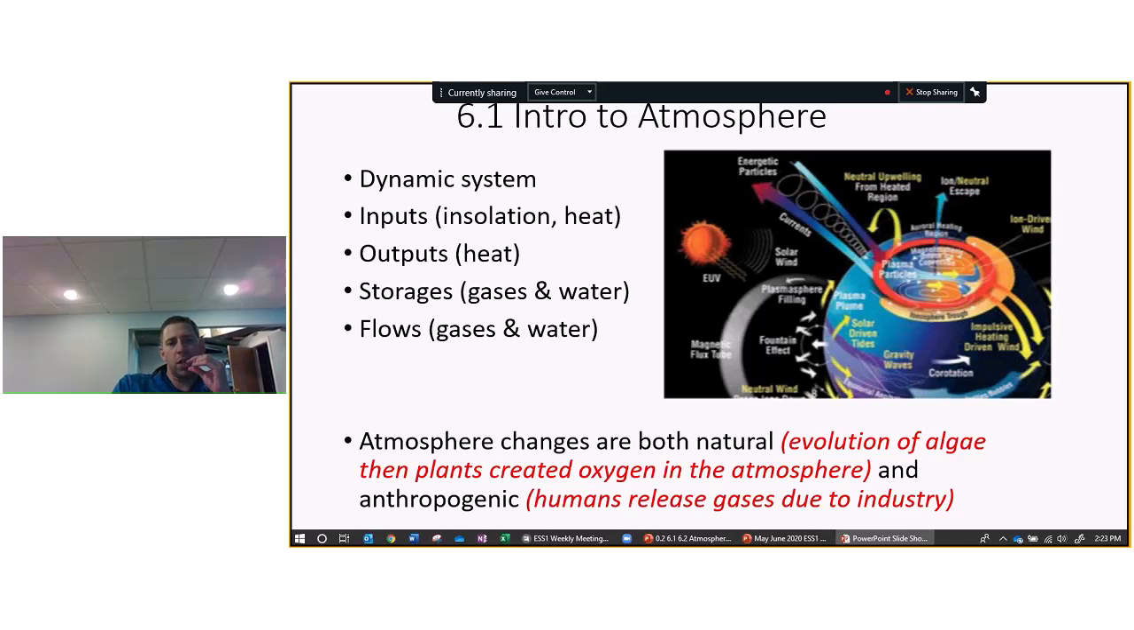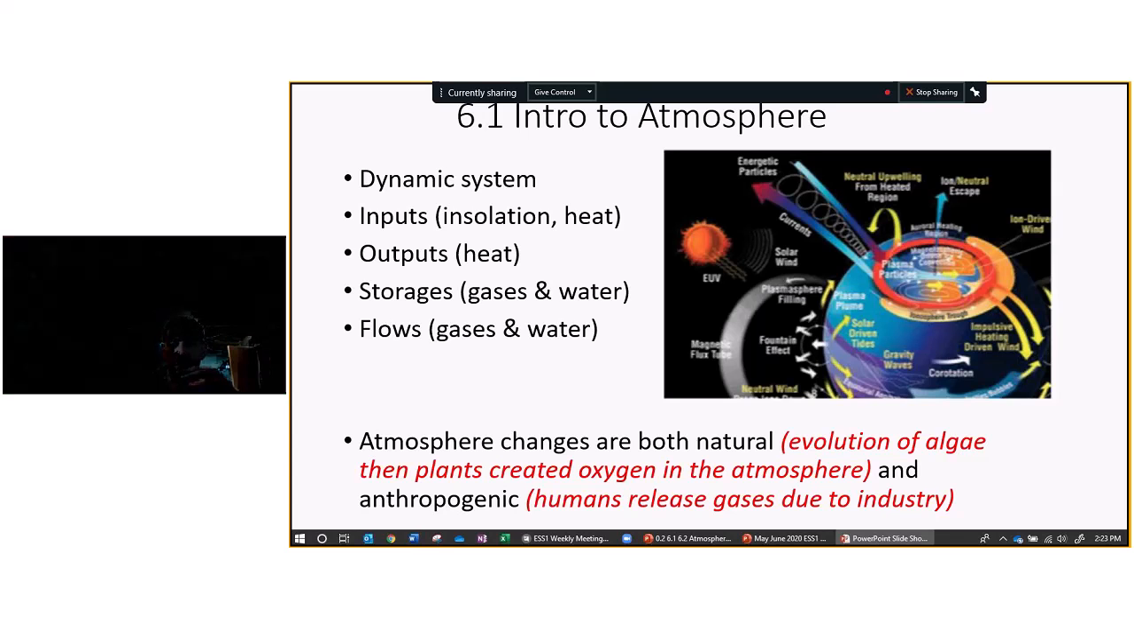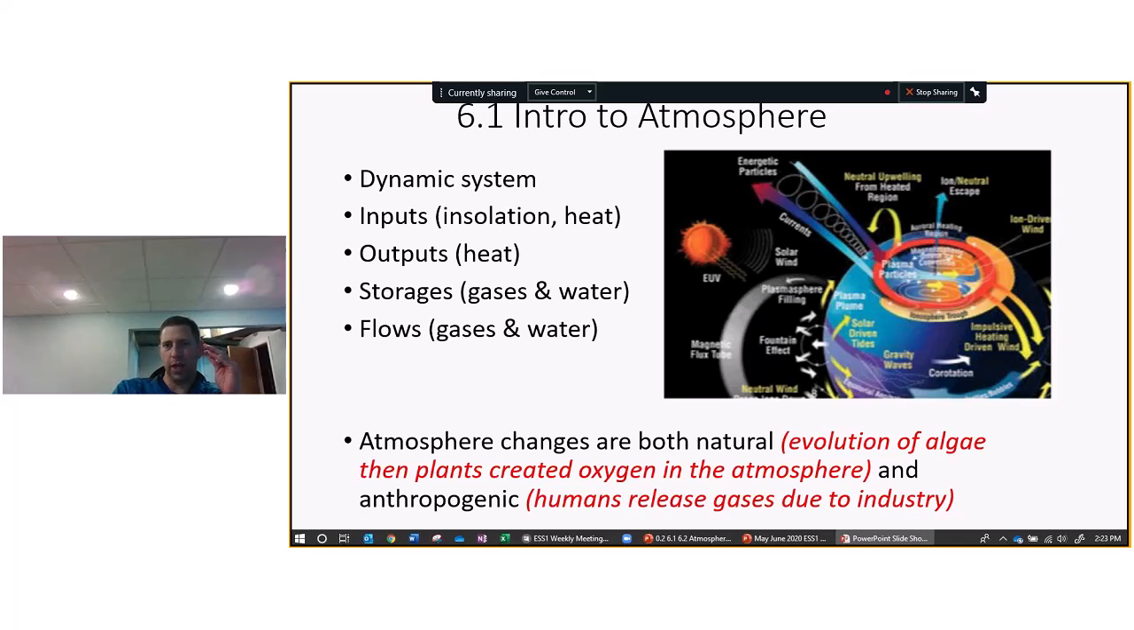And changes that occur in the atmosphere are natural and anthropogenic. Examples would be when algae evolved, oxygen was created in the atmosphere for the first time ever. An anthropogenic example would be the fact that we dig up and burn coal and oil and gas, and that adds carbon dioxide into the atmosphere.